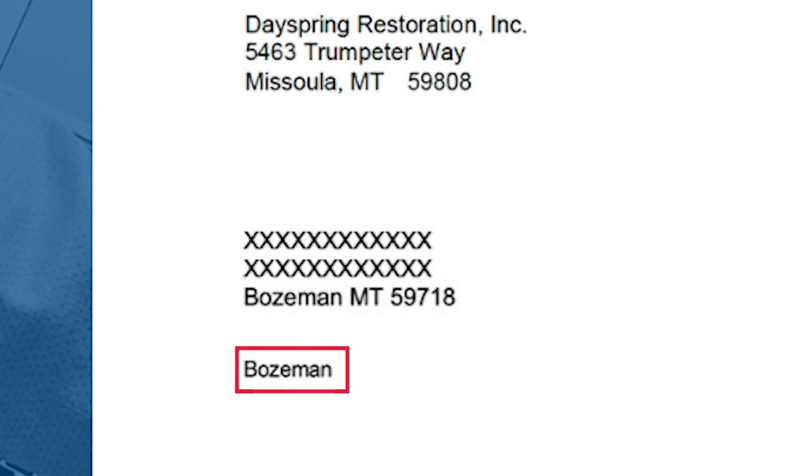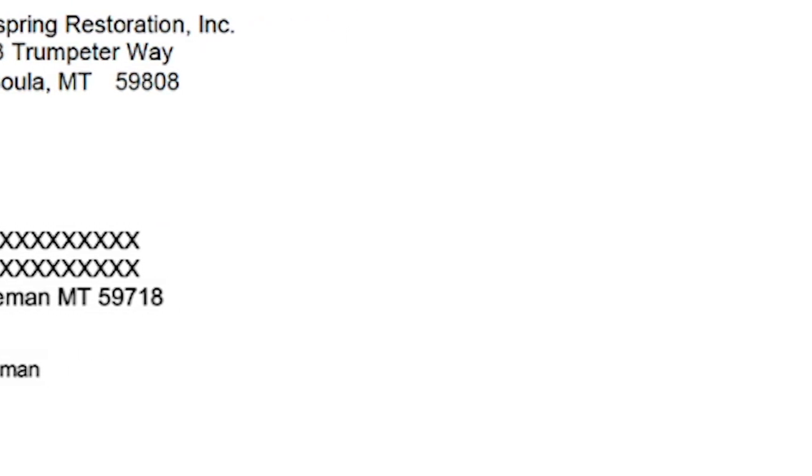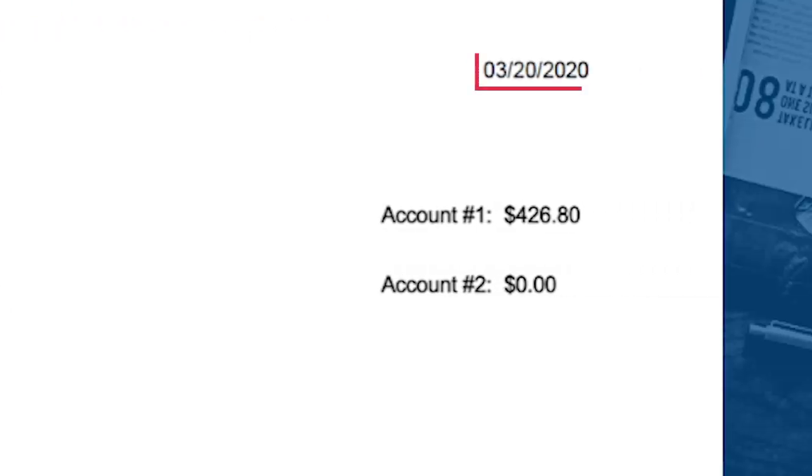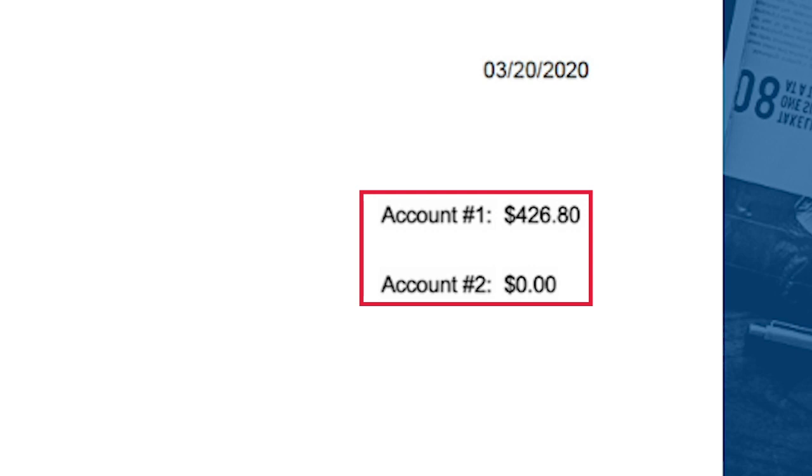Next, you will find the location of your home branch. To the right-hand side, you will find the date your paycheck will be issued. This is the date you will get paid. Below the date, you will see how your paycheck is being deposited into your account. In this example, the employee has their full paycheck being deposited into one account.